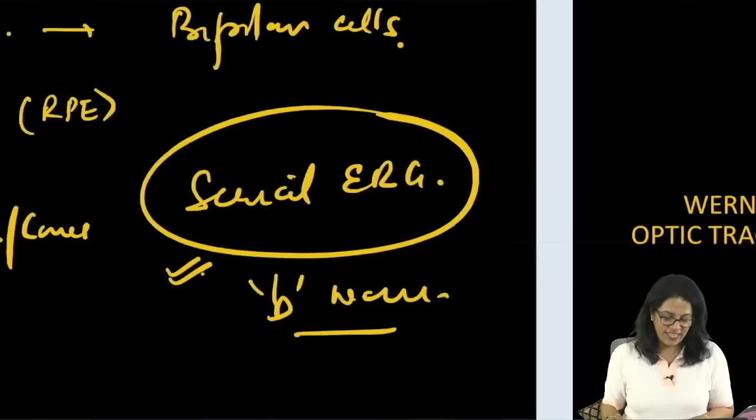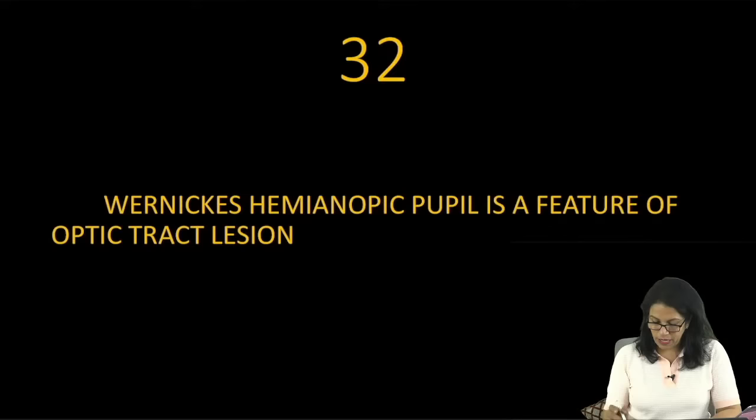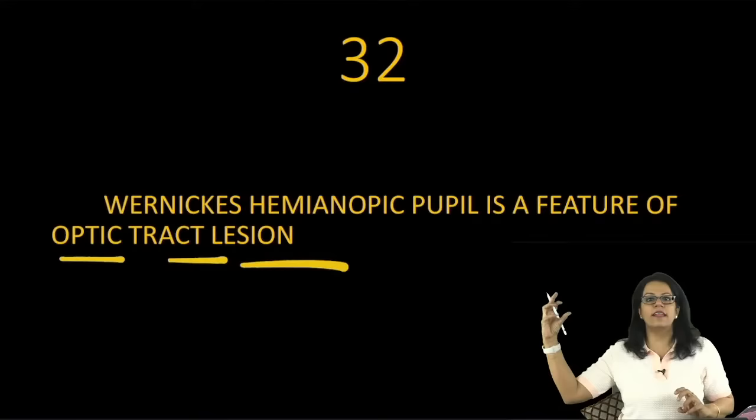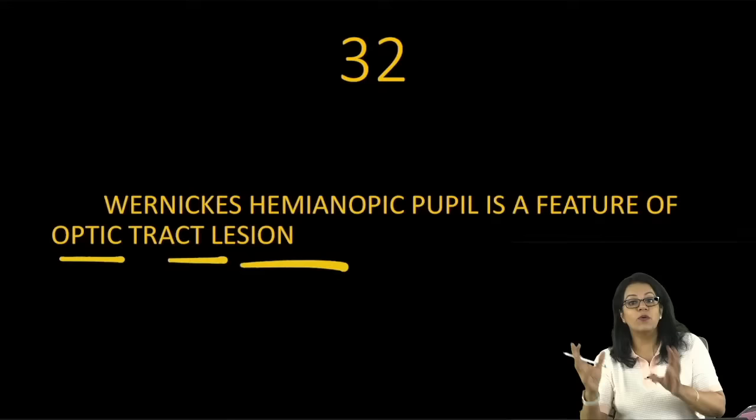What about this one? Wernicke hemianopic pupil is a feature of optic tract lesion. Everybody remembers this? We all know what is hemianopic pupil. You are showing the torchlight from one direction. You are seeing a normal reaction in both eyes. When you change the direction of the torchlight, no reaction in both eyes. So, ek taraf se normal reaction, other side no reaction. This is what is called hemianopic pupil.